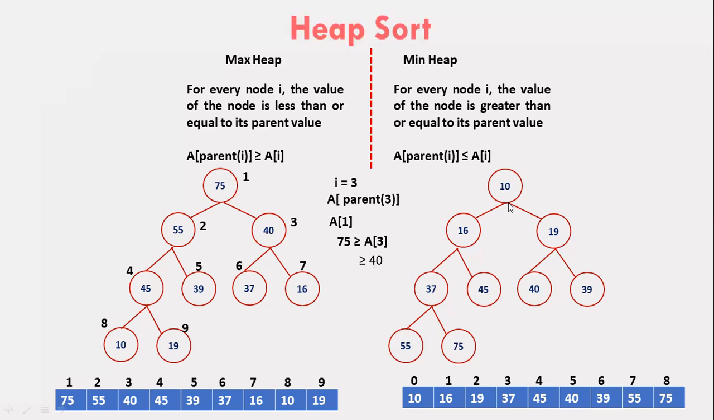And one thing: we are saying less than or equal to, greater than or equal to. What I mean is that we can allow duplications. So in min heap, the root element is the minimum of all the elements in the tree. 10 is the minimum of all the elements in this particular tree. Understood? That is what we call a min heap.